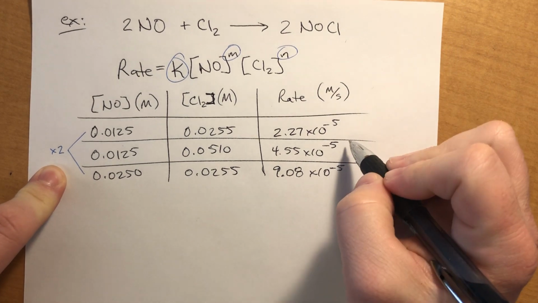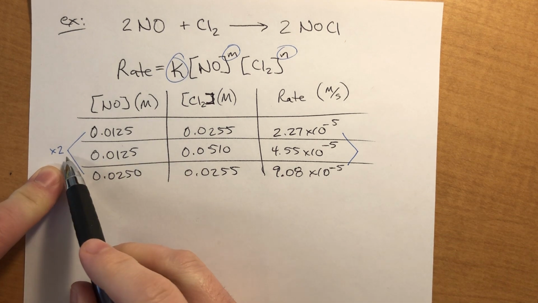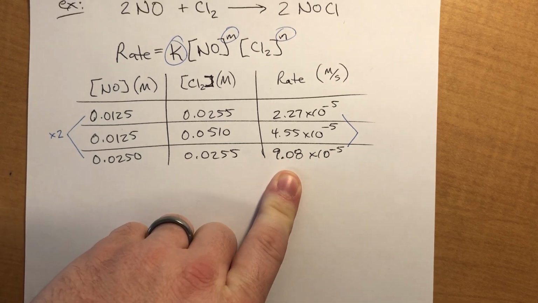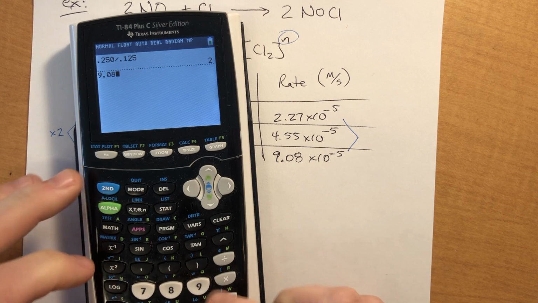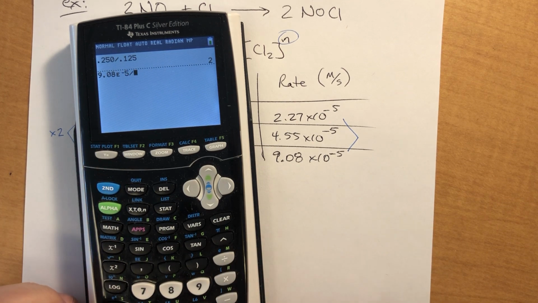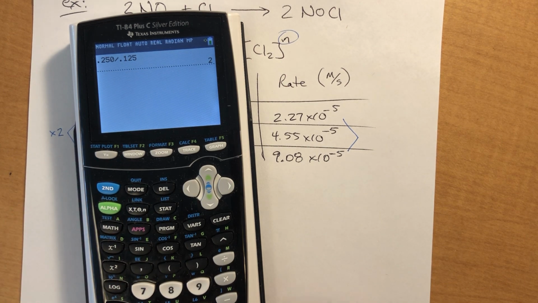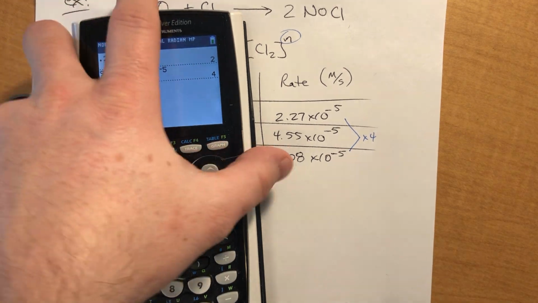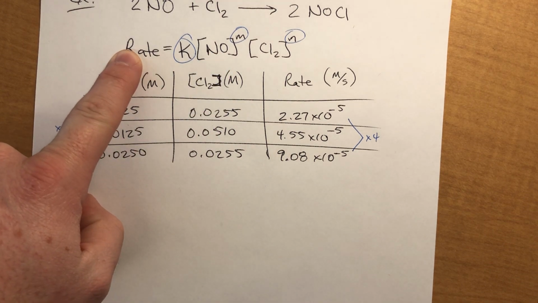And we want to see what happens to the rate when you do that. Okay, so if this went up by a factor of 2, we want to see how this goes up. So we're going to take the bigger number divided by the smaller number. 9.08 e to the negative 5th, which is the same thing as times 10 to the negative 5th, divided by 2.27 e to the negative 5th. And I got 4. Okay, so when we doubled the concentration, the rate went up by a factor of 4.